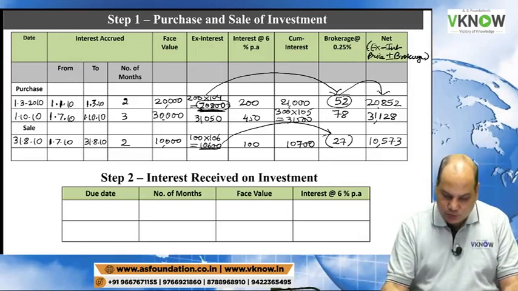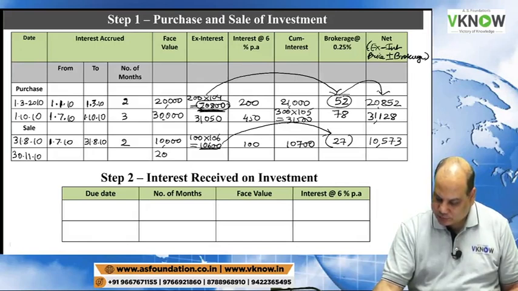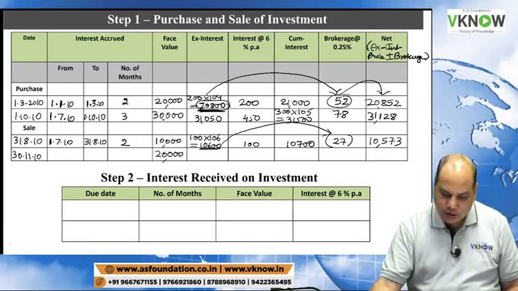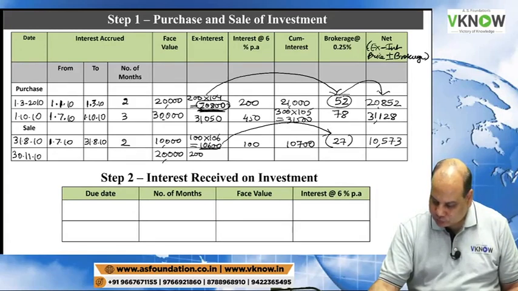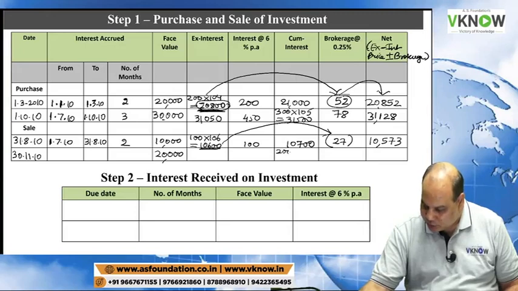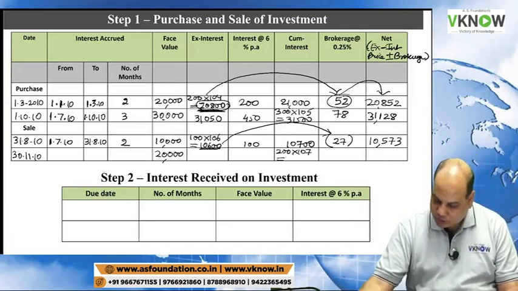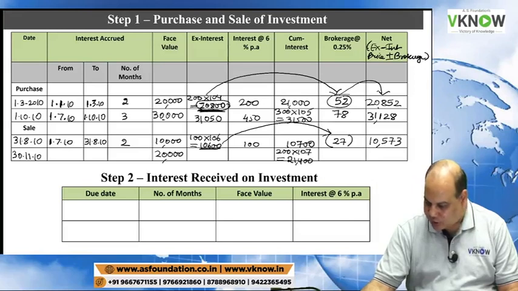And one more sale took place on 30th November 10. You see the question's last line. Sold 200 units. 200 into 100, 20,000 at 107. This was sold on cum interest basis. So in the cum interest column write 200 into 107, you will get 21,400.